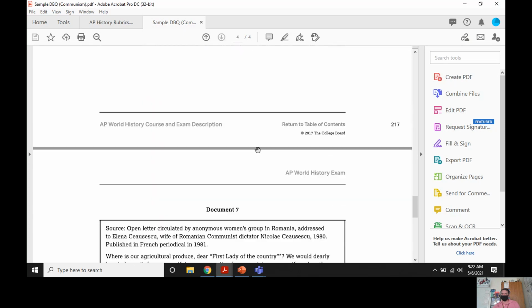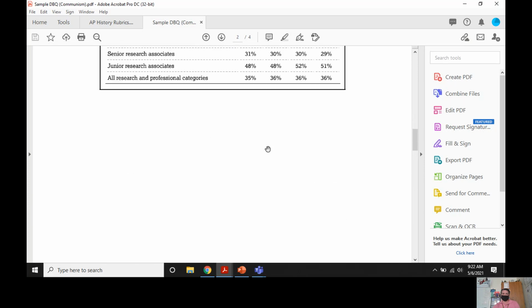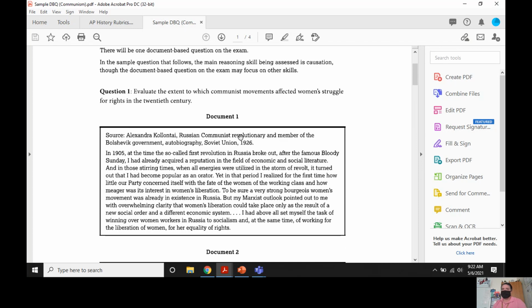So evaluate the extent to which communist movements affected, I think that's what it says, women's struggle for equal rights in the 20th century. Here's the deal. I may read it and say, man, the communists were all about women's rights. They were helping them left and right. You may read it and say, man, the communists were evil. They were oppressing women.